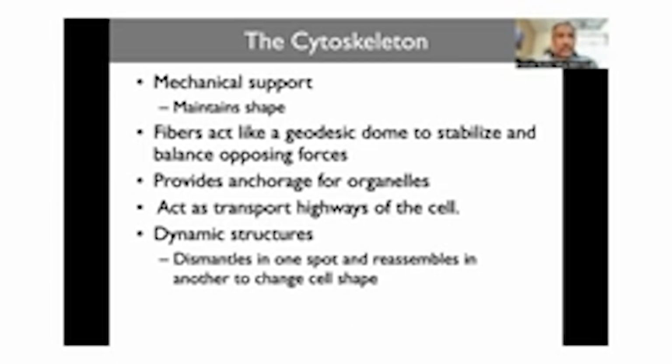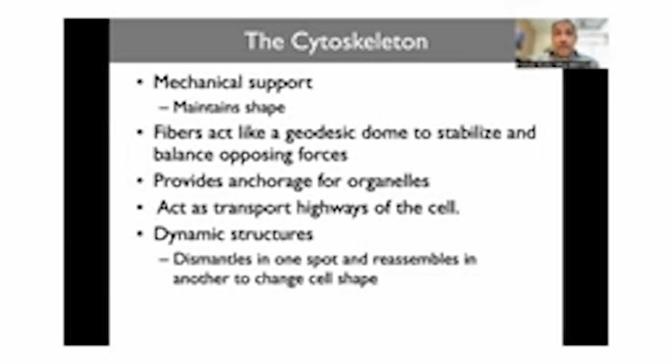Okay, so the cytoskeleton, as I just told you, provides mechanical support. It has a vital role in maintaining shape. It is able to stabilize and balance opposing forces, right? So if there is a structure inside the cell like this, and something is getting pushed from one side, this is able to communicate it to the rest of the cell. So a way to stabilize forces that happen inside the cell is another important function.